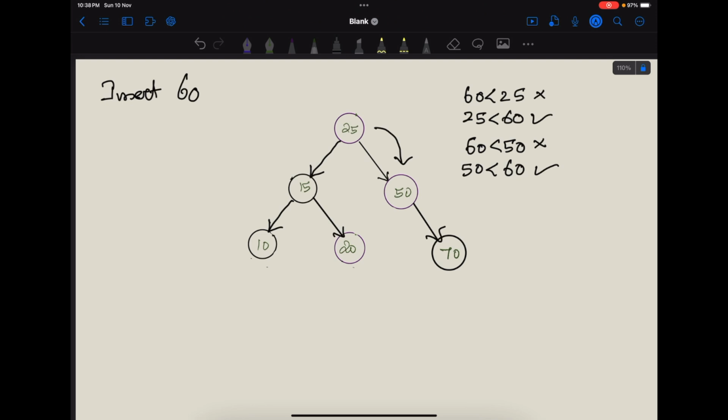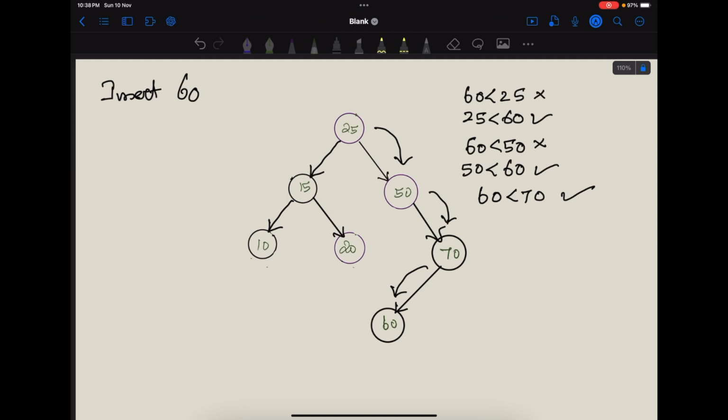Then come to the right hand side. Next, 60 will be compared with 70. So the condition becomes true. If it is true, control comes to the left hand side and creates one node, and you have to make the link and place the value 60. And now you have to check the balance factor.